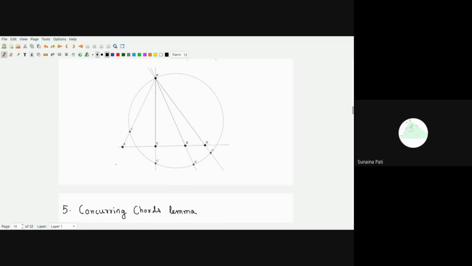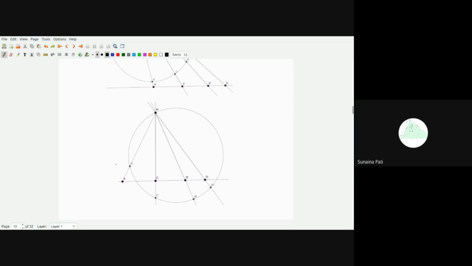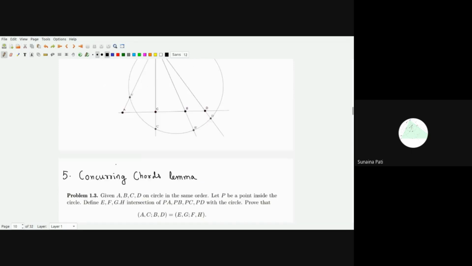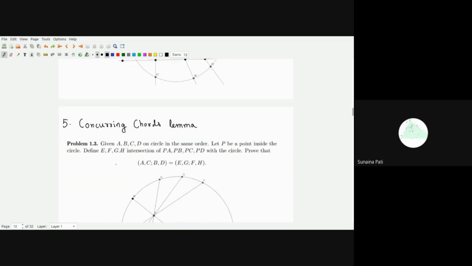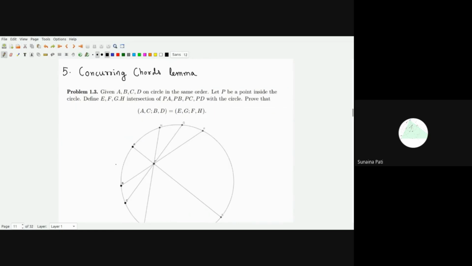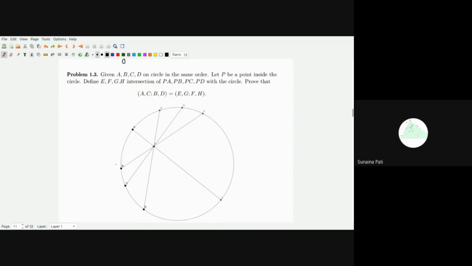Anyways, so here are the various diagrams of how projection works, and yeah, this is my favorite lemma, which I think you guys should definitely try out. I call it the concurring chords lemma, but yeah, just prove it. It's very fun to prove.